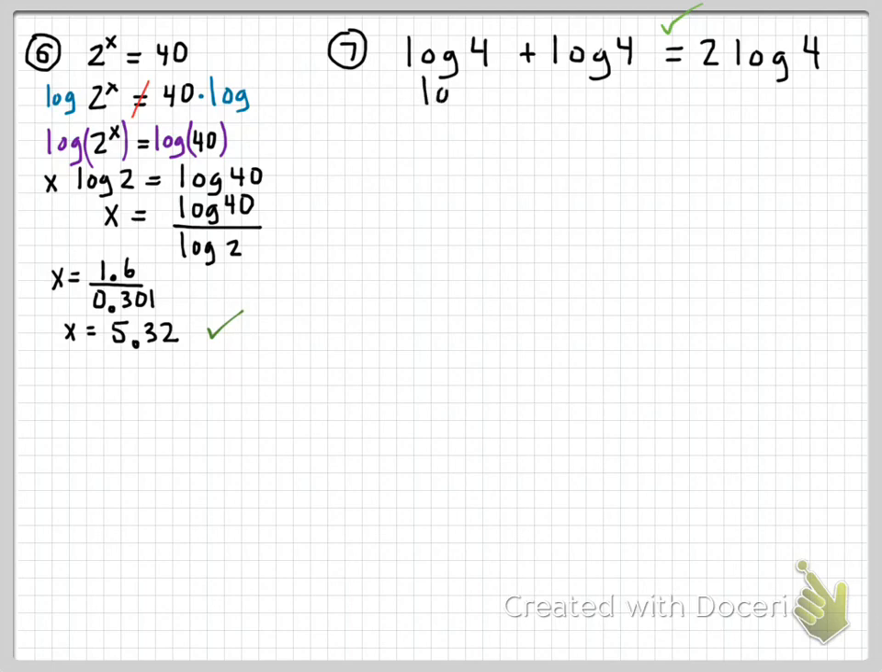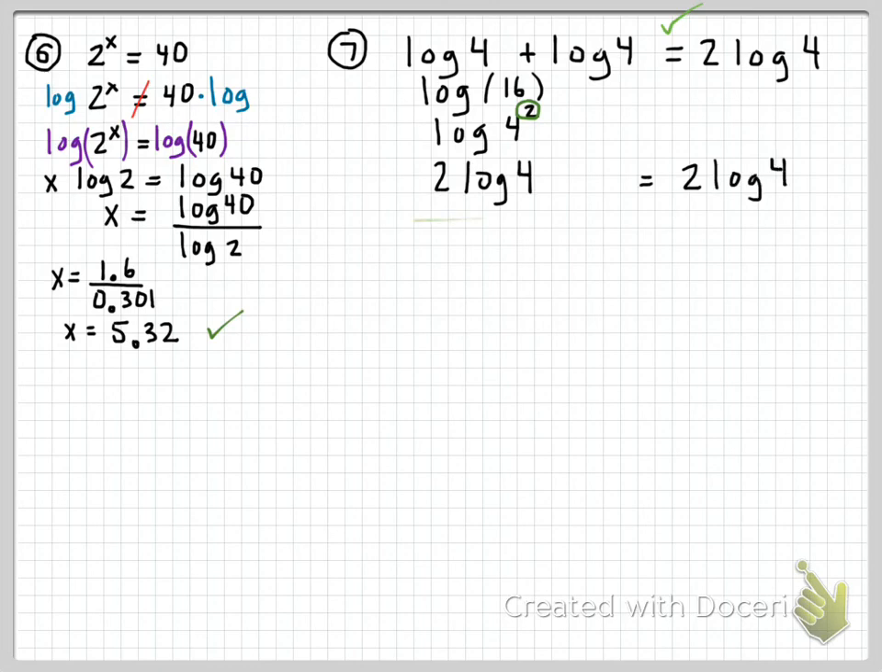For example, if we used the product rule and we have two logs that are being added together and they're the same base, we could take the product of 4 times 4, which gives us 16. And then I'm going to rewrite log of 16 as log of 4 squared, and notice where that 2 could go. It could go right down in front, and now I get 2 log of 4, and yep, that does equal 2 log of 4. So that was not a mistake, that was actually legitimate.